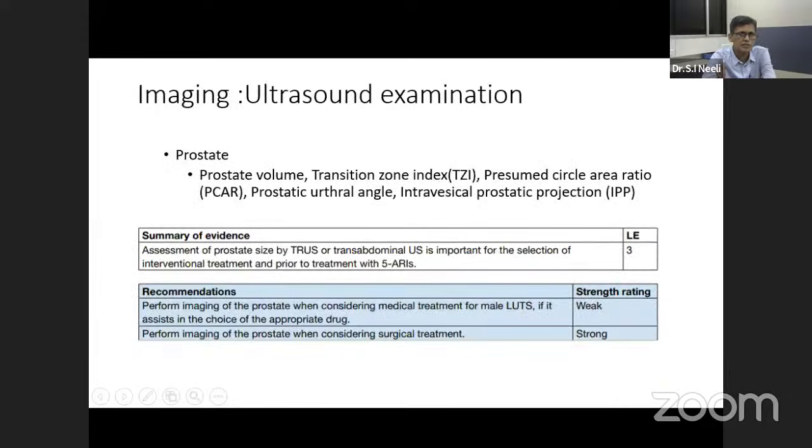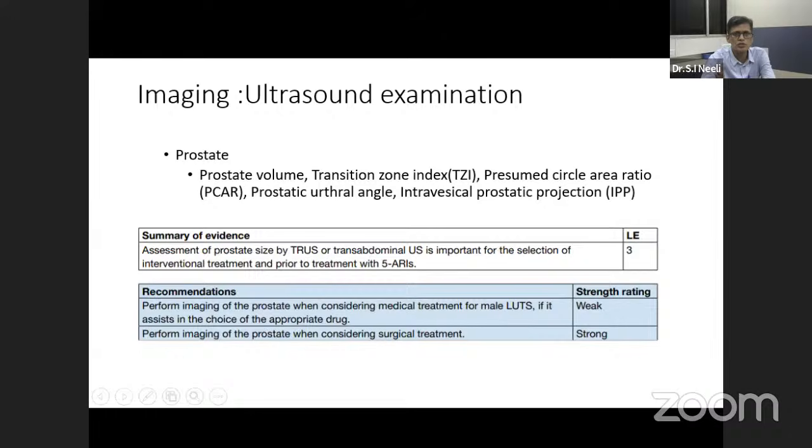Next is imaging. The most common imaging utilized is ultrasound examination. The ultrasound examination can be of prostate, the bladder, and the upper tracts. It's not a mandatory investigation. For prostate examination, we can use either transabdominal ultrasound or a transrectal ultrasound. The transrectal ultrasound is preferable because we can assess the prostate volume accurately.